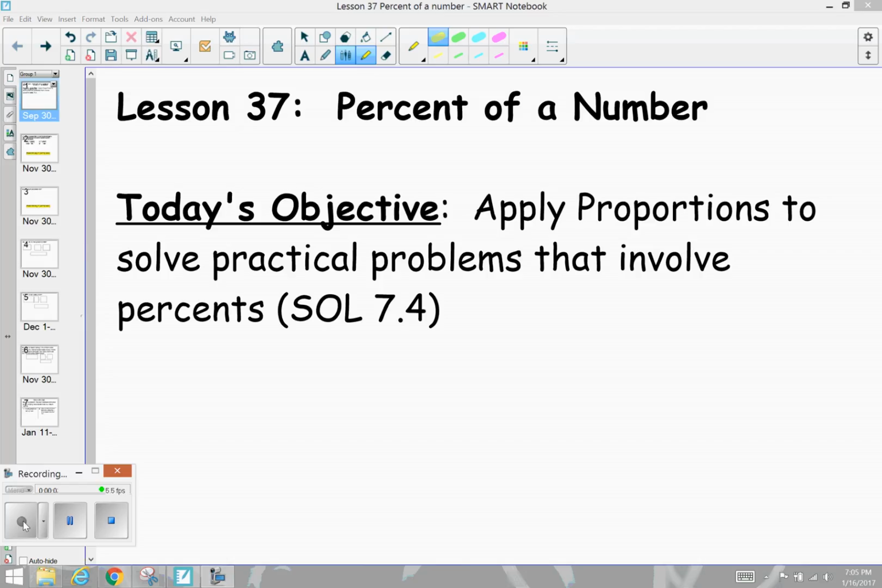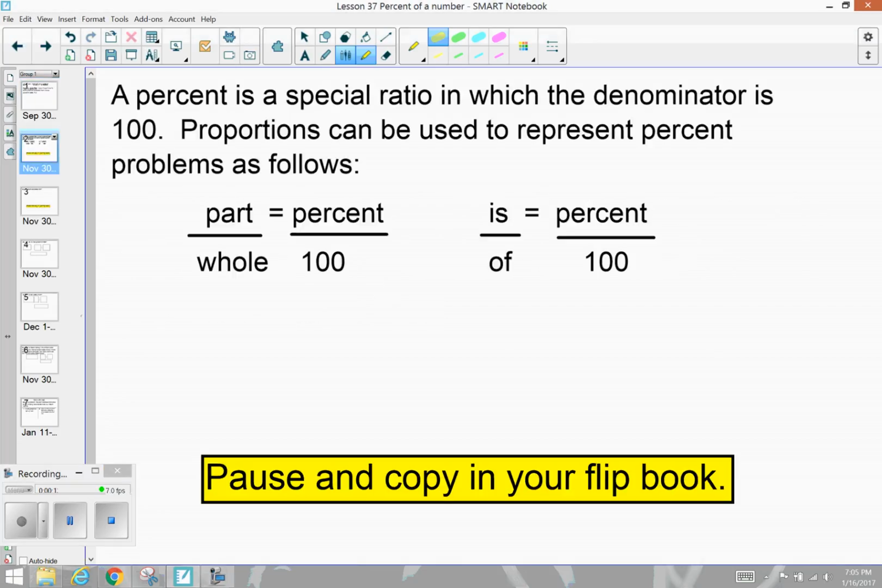Hi, welcome to lesson 37, percent of a number. Today we're going to apply proportions to solve practical problems that involve percents. Excellent. I love percents. Okay, let's talk about this.